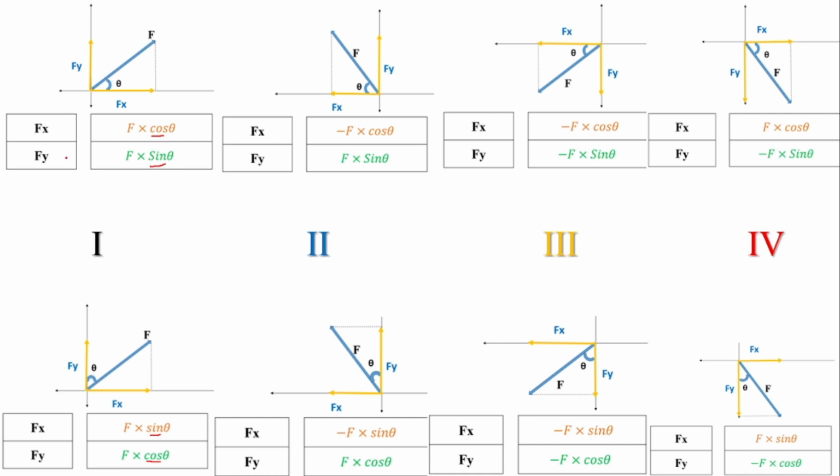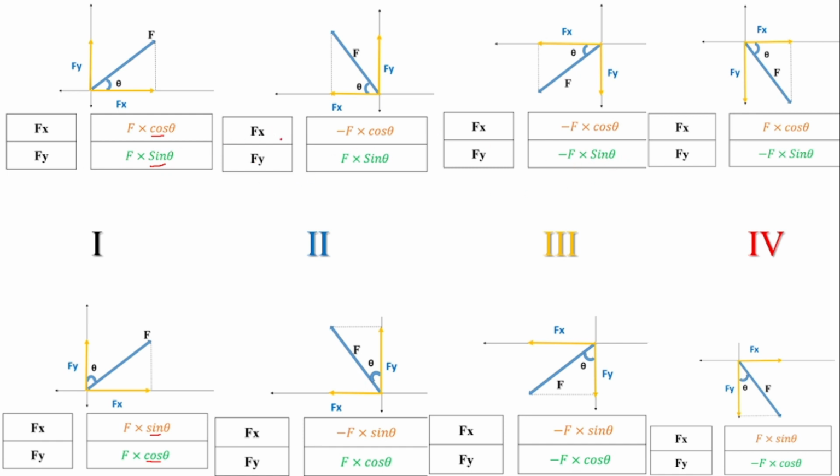So for the Fx and Fy values, when the angle with the x axis is given, Fx is F cos theta and Fy is F sin theta. It is common everywhere. So you can remember that Fx is equal to F cos theta, Fy is equal to F sin theta, for all other cases.